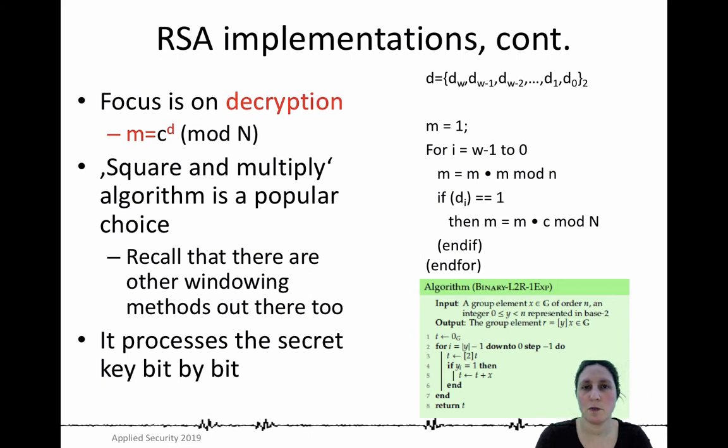So here choosing a small e doesn't really help us. Most likely our d will simply be full size, no matter the choice of e. A very popular algorithm that can be used to make this exponentiation fast is the left-to-right binary exponentiation algorithm. And Dan ran through this algorithm with you before.